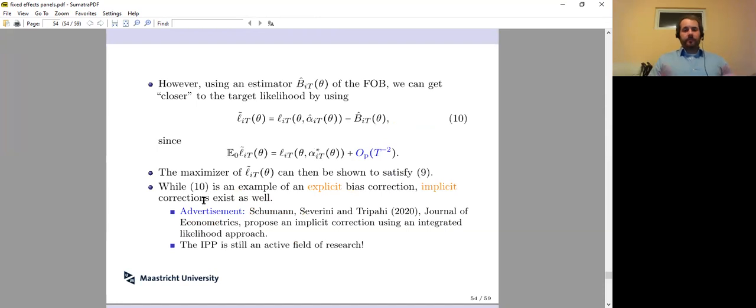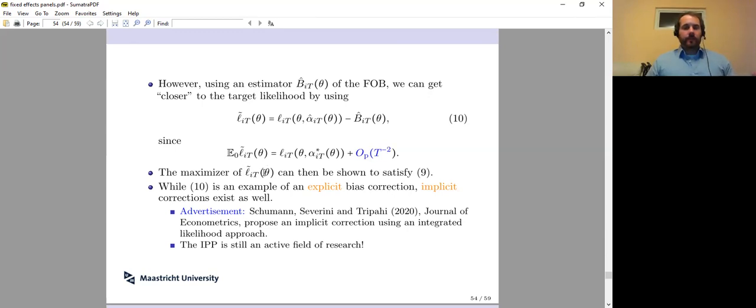However, what we can try is to get closer to the target likelihood by removing the first order bias from the profile likelihood. So this is what we're doing here. We define this L tilde, which is the profile likelihood corrected with an estimator of the first order bias. It can then be shown that the bias of this L tilde, this bias-corrected likelihood, is of order 1 over t squared. So we have removed the first order bias.